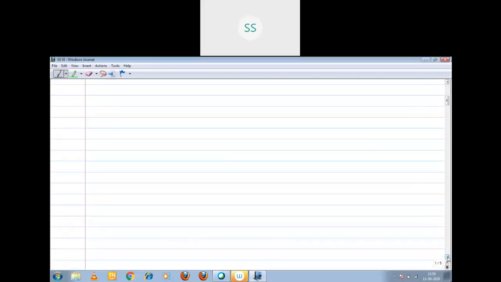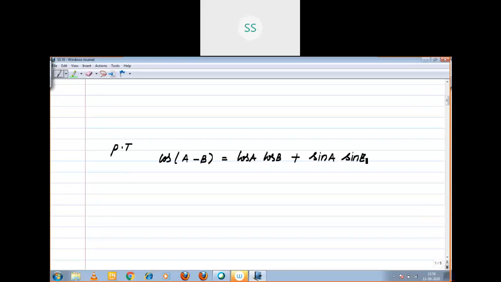Today I am going to discuss trigonometry identities, that is, cosine of the difference and sum of two angles, right? First I will explain, then I will move to the exercise, right children? Prove that cos of A minus B equals cos A cos B plus sin A sin B, right? The topic I said: cosine of the difference and sum of two angles.